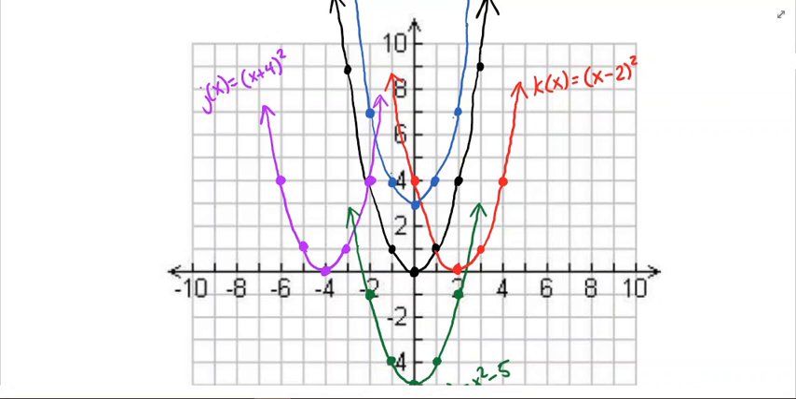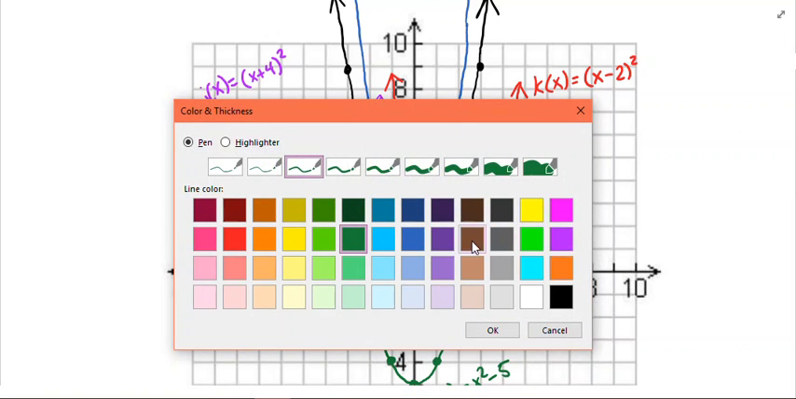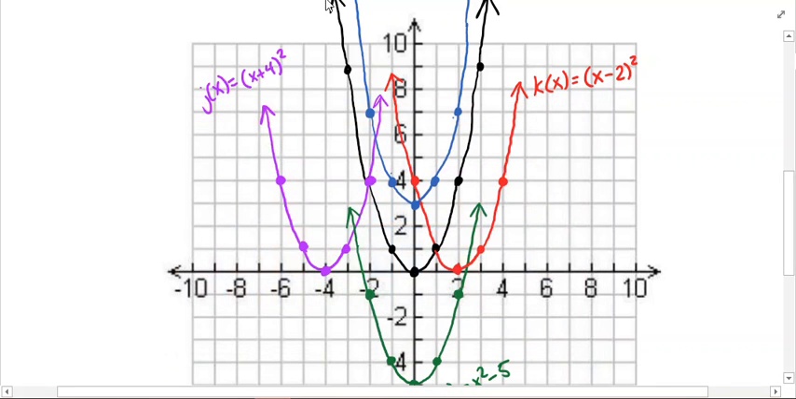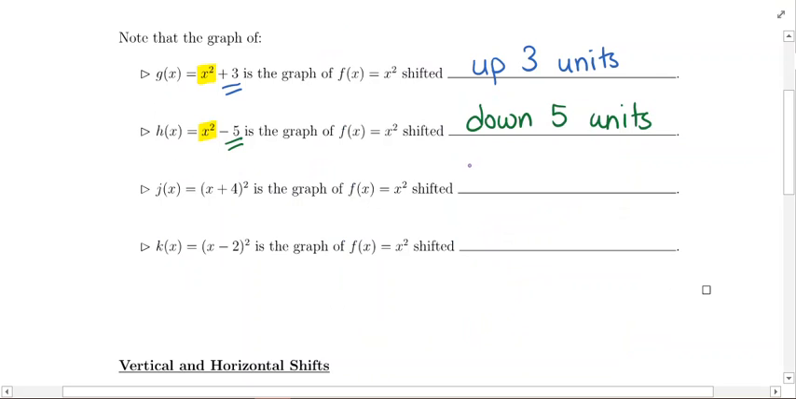So let's go ahead and fill that out here. Let me get my pen color ready. Let's write this down. j of x is equal to x plus 4 quantity squared. It is the graph of x squared shifted left by 4 units.